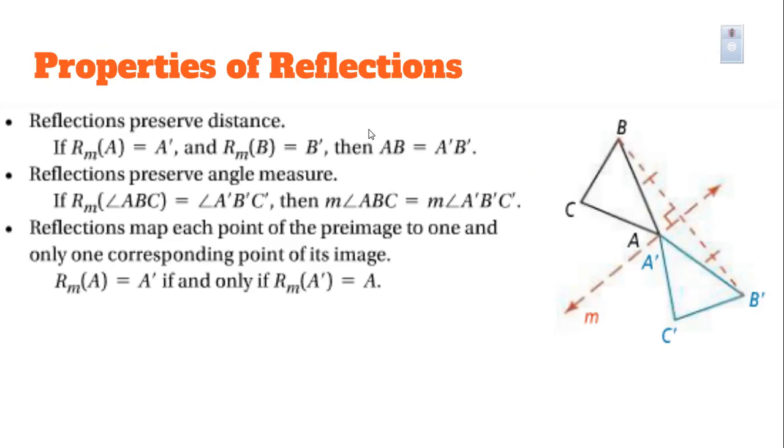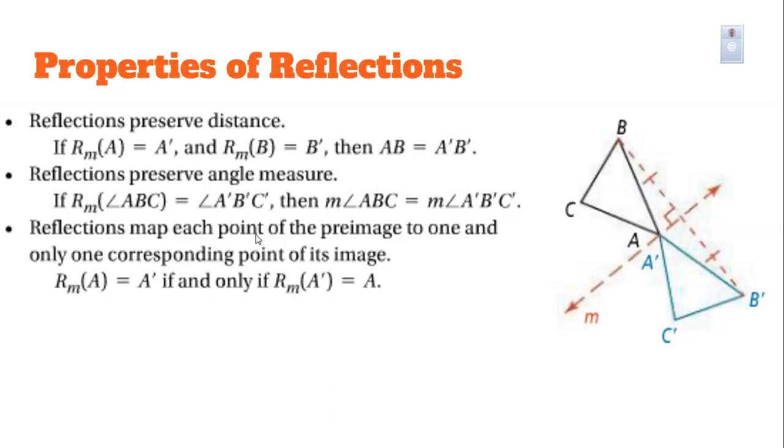Properties of reflections. Reflections preserve distance, so they're an example of a rigid motion. They also preserve angle measure. So the reflection across line M of point A is A prime, just like the drawing we saw before. B is B prime and C to C prime. The measure of angle ABC is going to be the same as the measure of angle A prime, B prime, C prime. So they're saying that these two angles are the same. Angle C and C prime would be the same.